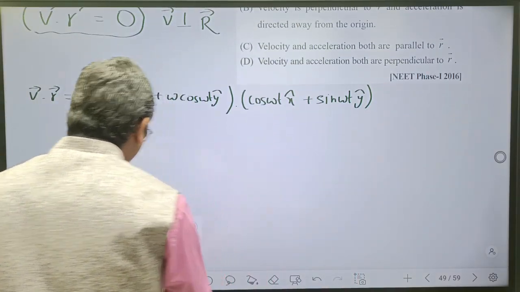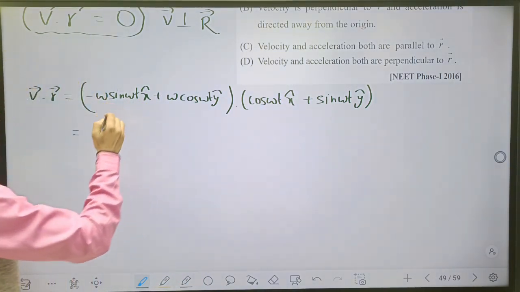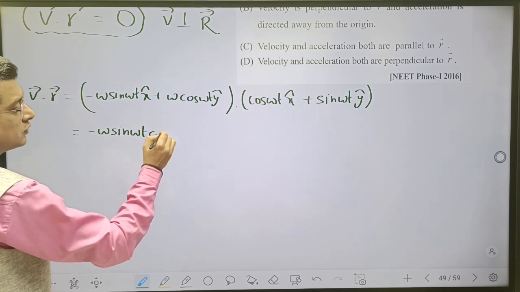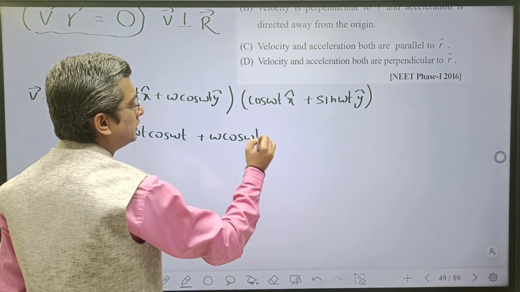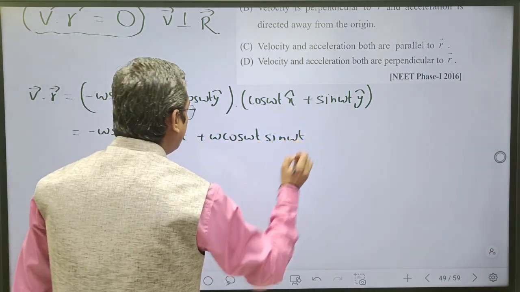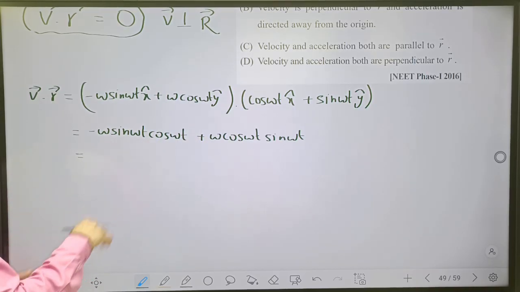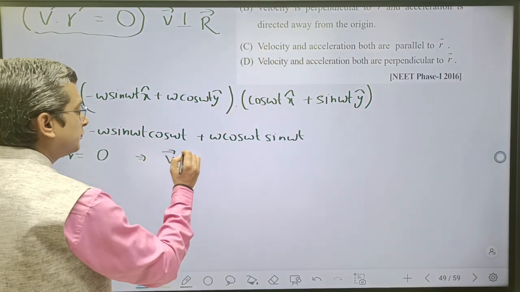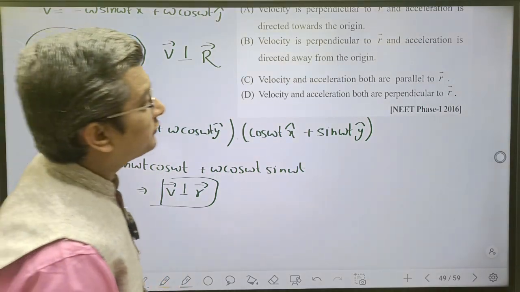Here, as we know the rule of dot product, this will be minus omega sin omega t cos omega t plus omega cos omega t sin omega t. You can easily see that these two terms have the same magnitude, one is minus, the second is plus, so this will be 0. Since v dot r is 0, we can say that v is perpendicular to the r vector. So this is right. And the second is acceleration.